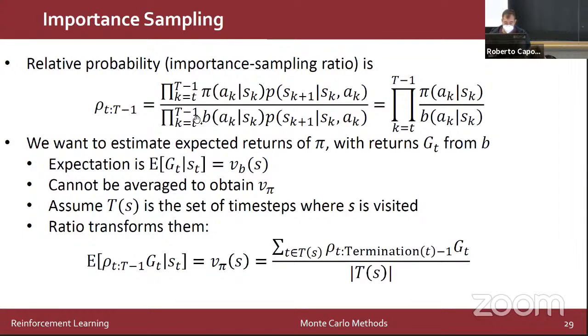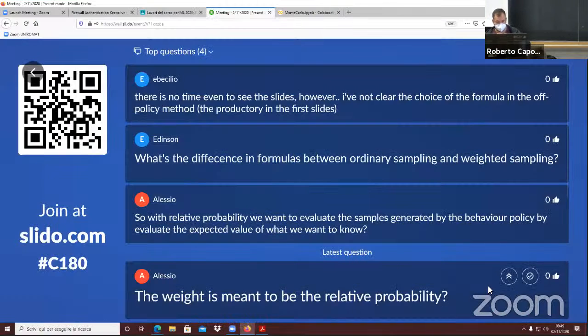Then we said, if we compute our importance sampling ratios this way, how do we use them? We simply change the computation of the expected return by multiplying these importance sampling ratios by the return. So that's it. Let me see if there are more questions on this.